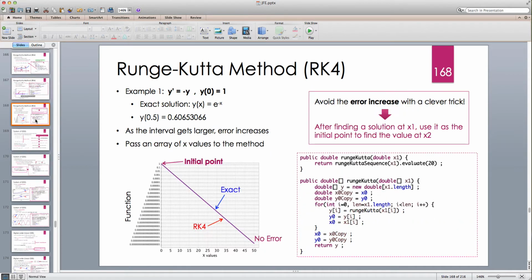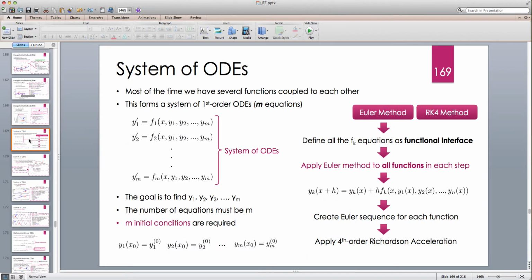And then the same thing here with evaluating over a very large interval. We take the previous points as the initial points for the next point that we evaluate when we pass in an array of x values to solve the solution, all right? And then we said that now we want to, most of the time we have a system of first order differential equations that are coupled together, and this is the general format of the first order system, right?